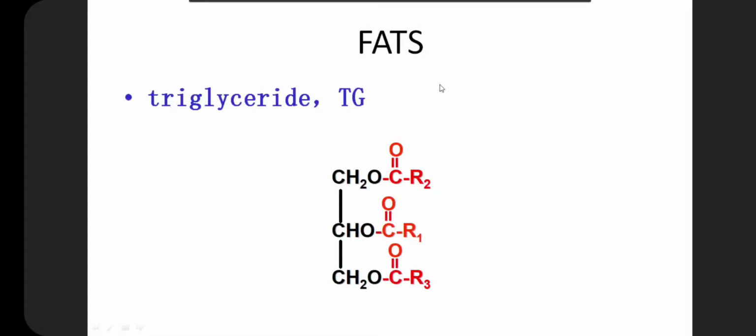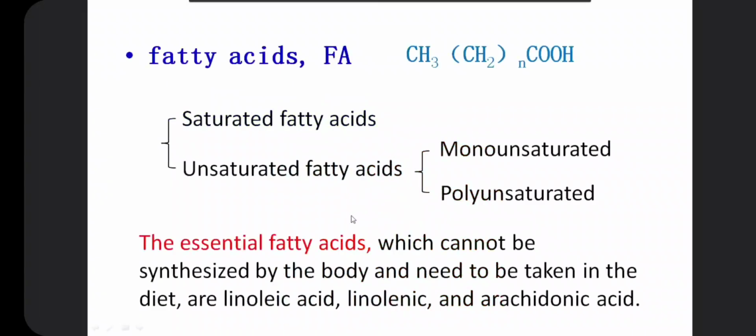The storage form of fat in mammals is triglyceride. This figure shows you the structure of triglyceride. The triglyceride is composed of glycerol, and this glycerol is esterified with 3 fatty acids.